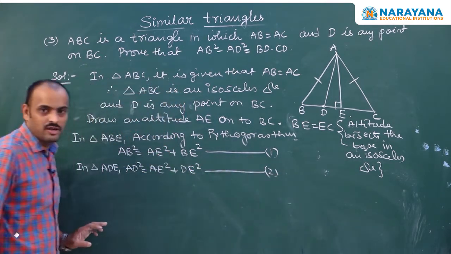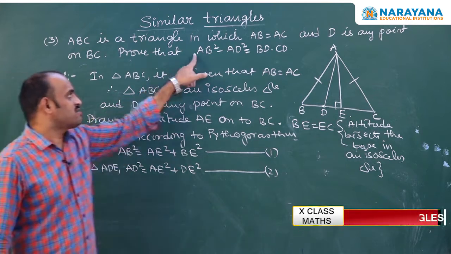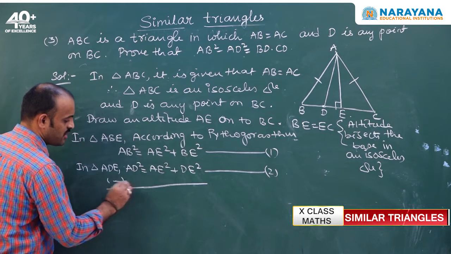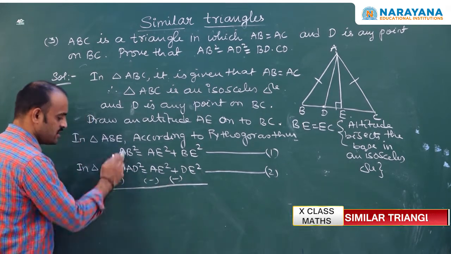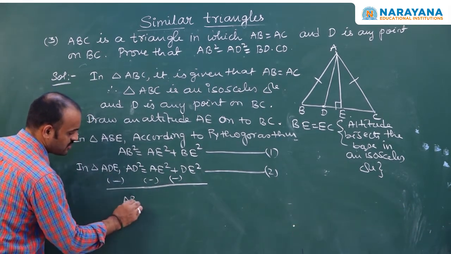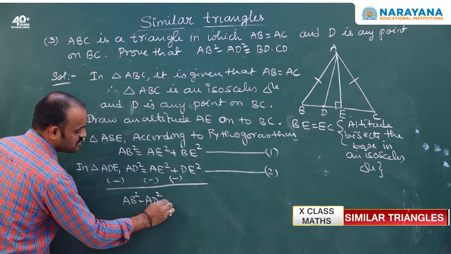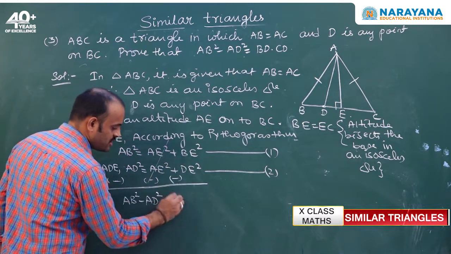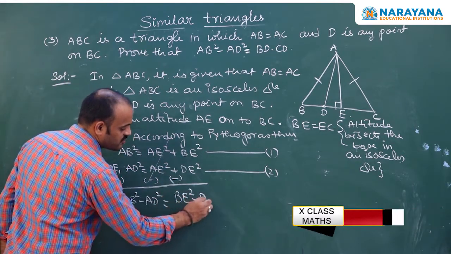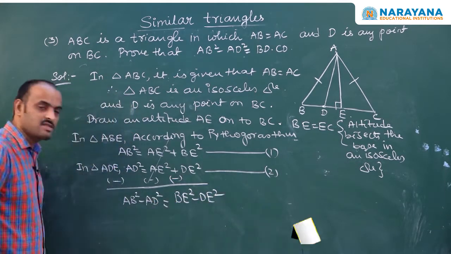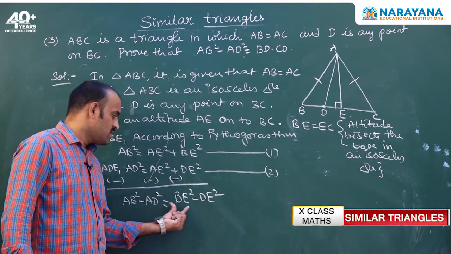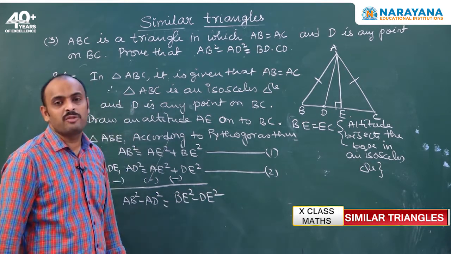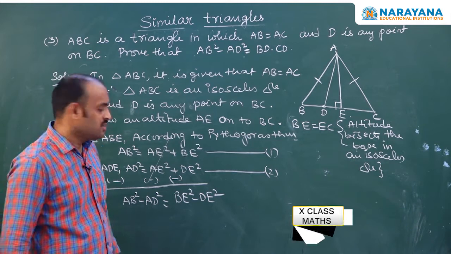Here also the Pythagoras theorem. Now I need AB square minus AD square. Subtract these two equations. On subtraction, AB square minus AD square is equal to AE square minus AE square gets cancelled, BE square minus DE square. If you observe, the right hand side is in the form of A square minus B square. What is A square minus B square? A plus B into A minus B.